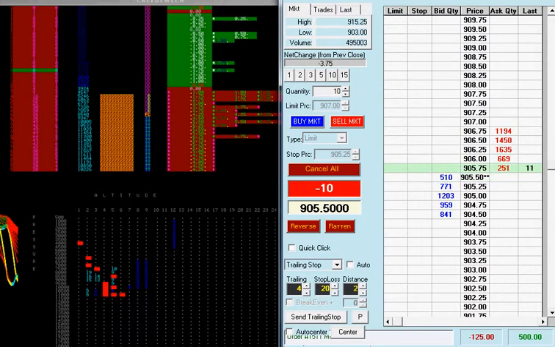Okay, so now we're in the market. First thing to do is set an average point. Second is a close position order. And we'll try to trail the market as this position becomes profitable.